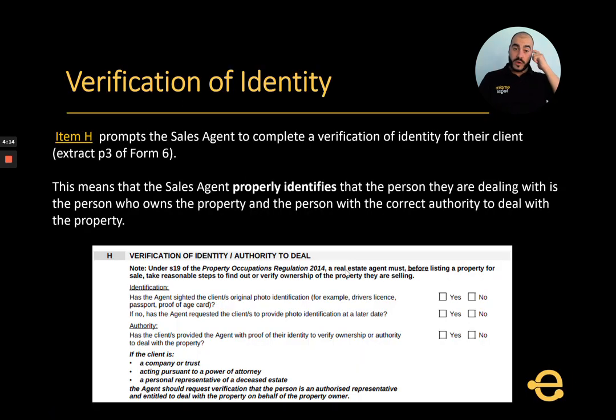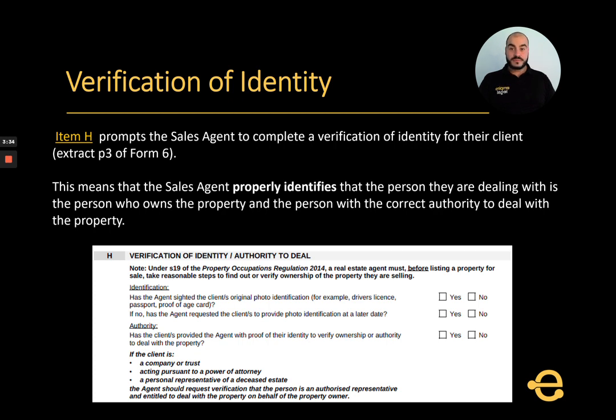Verification of identity is what we're talking about today. So late last year, as you would all know, the Form 6s were updated in Queensland. In particular, I want to talk about item H, which is obliging the sales agent to complete a verification of identity questionnaire, I guess, for the client. So this means that you as the sales agent properly identify the person that you're dealing with, that they own the property, and that that person has the correct authority to deal with the property.